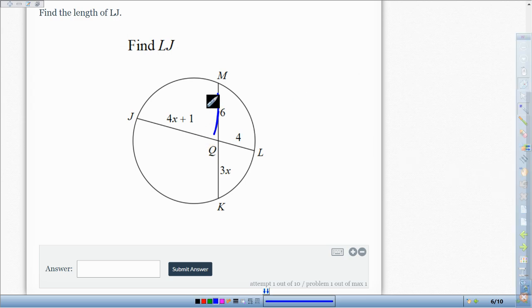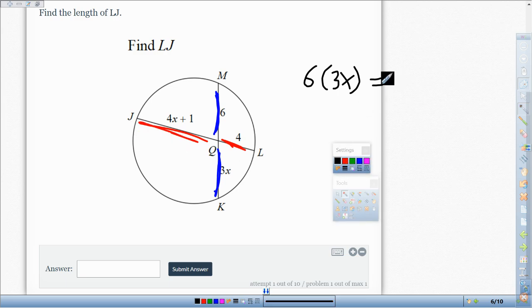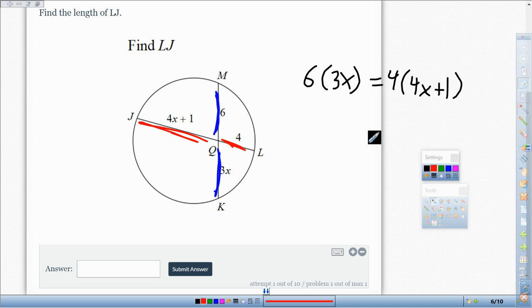I'm going to go ahead and multiply the two parts of one chord. Okay, so 6 times 3x. And set that equal to multiplying the two parts of the other chord, 4 times (4x plus 1). Notice how I'm putting these in parentheses, especially this one is important. That 4 is going to be distributed. Okay, and that's going to be our next step.